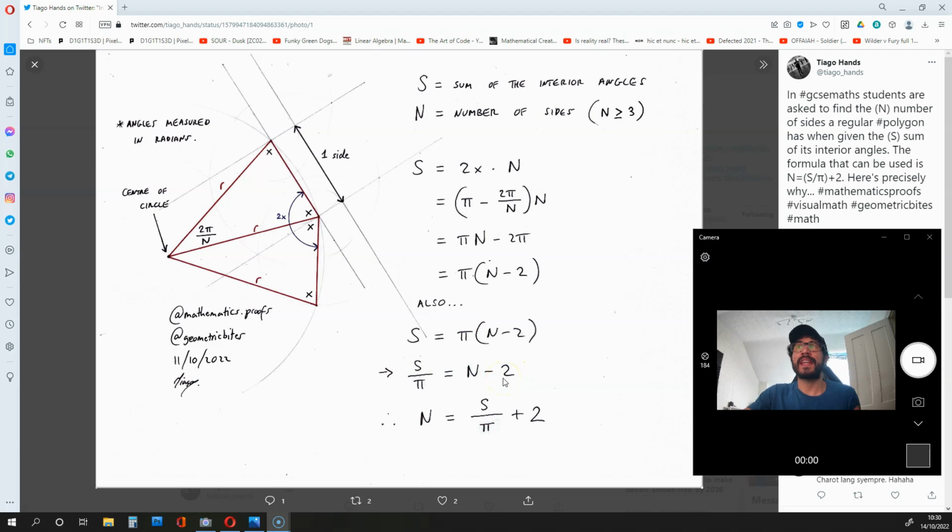Now from here, we can add 2 to both sides of the equation. And what we end up with is n is equal to s over pi plus 2. And this gives you the number of sides a regular polygon has when you have the sum of its interior angles. Remember, if you are dealing with degrees, change this pi into 180.